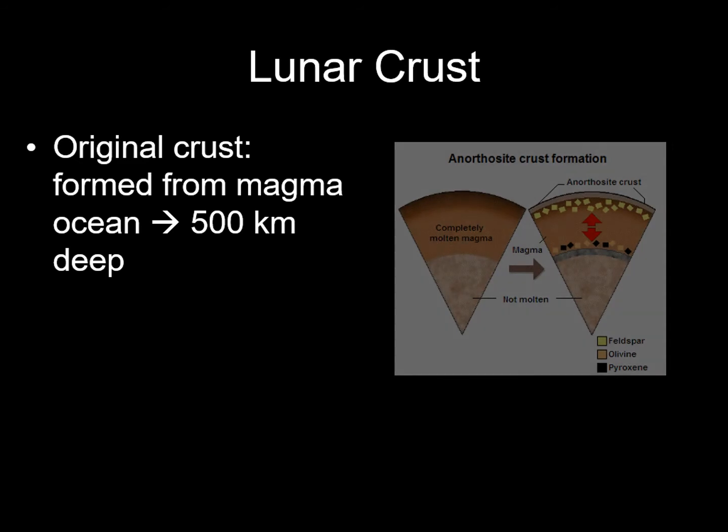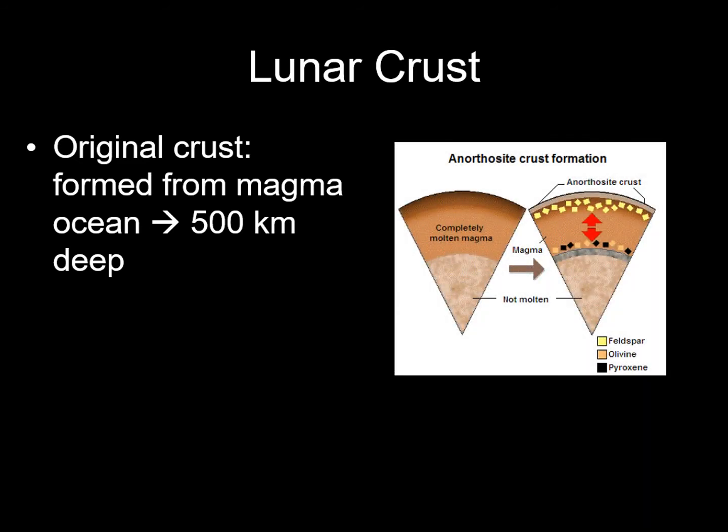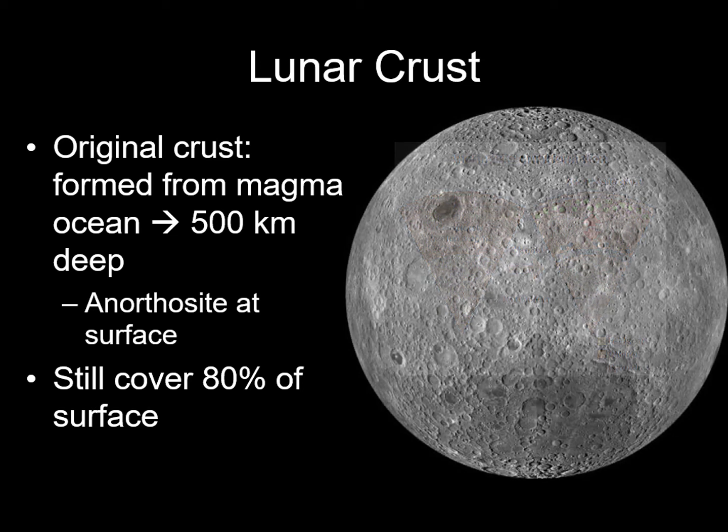The original crust of the moon formed from a deep ocean of magma that completely covered the moon's surface to a depth of some 500 kilometers. In such a magma ocean, different minerals float and sink and solidify out of the molten material at different rates. The top layer that forms is called anorthosite. This original anorthosite crust still covers about 80% of the moon's surface, making up the light-colored highlands we see today. It's likely that the Earth started out with a similar crust when it first formed, but on Earth, later geologic activity has completely removed that original crust.